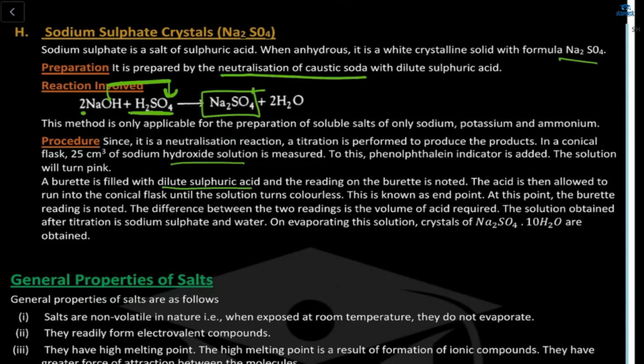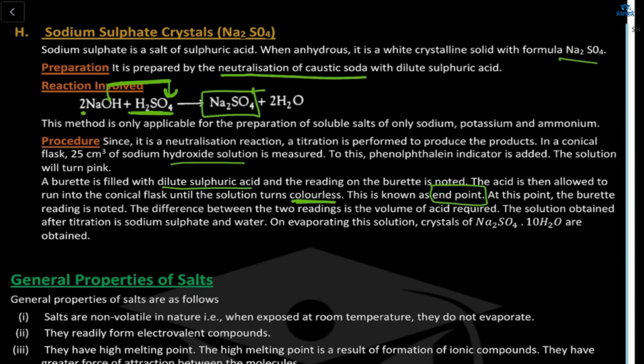So the acid is then allowed to run into that flask until the solution turns colorless, because when we are adding the indicator it will turn pink, and then we have to allow the acid to run into that particular conical flask until the whole solution turns colorless. So this is known as the end point. Why end point? Because it is turning from pink into colorless.